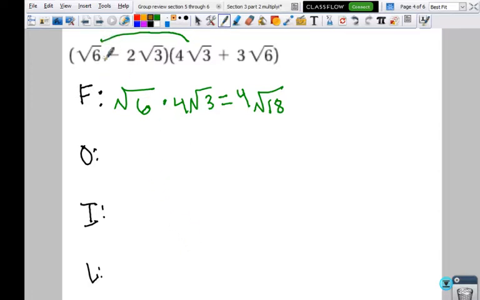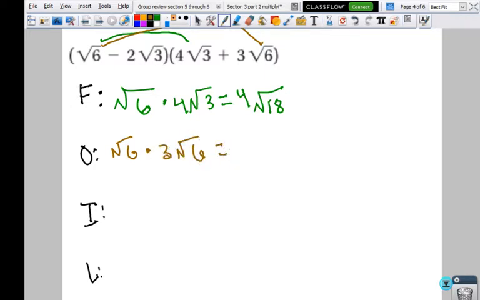So we did first, what am I doing for the outside now? Just which two am I multiplying together? For outside, it's square root of 6 and 3 square root of 6. So, square root of 6 times 3 square root of 6.